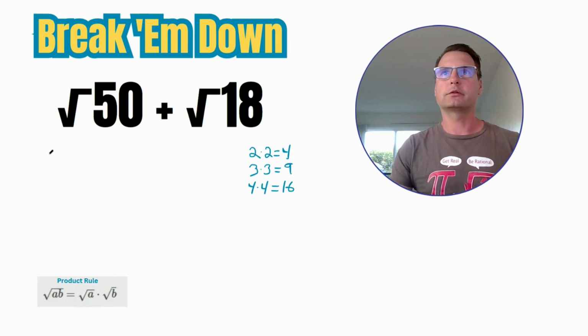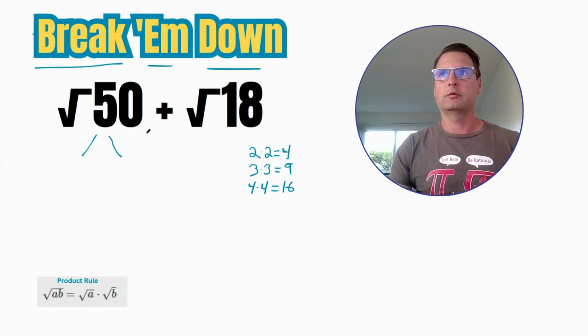So now what? We're here to break them down, right? So how do we break them down? We want to break both of these down. Let's start with the 50. How are we going to do that? Well, we're going to use the product rule, of course, right? So square root of 50 kind of looks like this thing here on the left, square root of something times something.